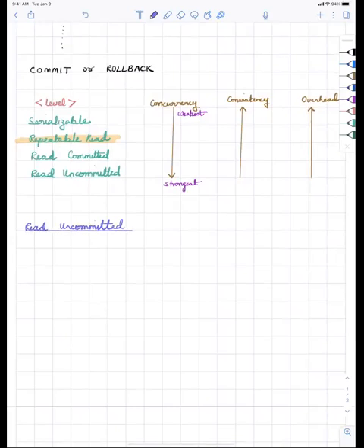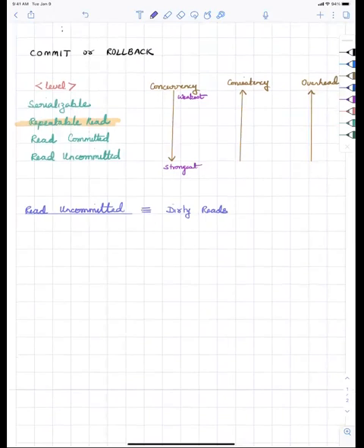Now, read uncommitted is like reading stuff which has not been committed. That's what it means, right? So it's like dirty reads. You can also call read uncommitted dirty reads. The output, as I'll show you, is that when you have dirty reads, you can get non-serializable outputs, and you can also get non-atomic outputs. Let's explain this with an example.